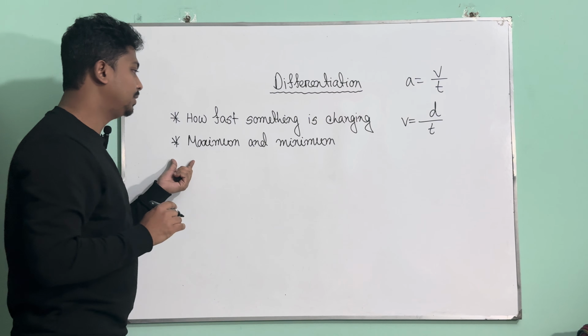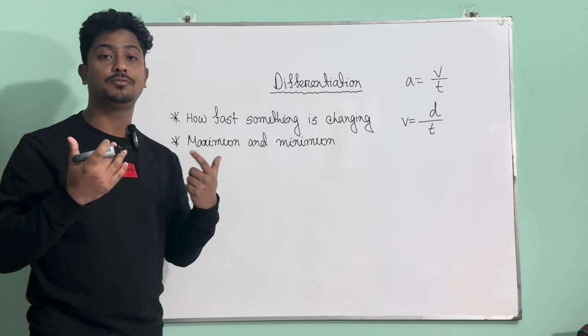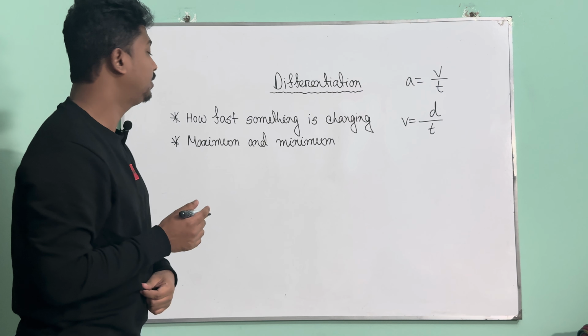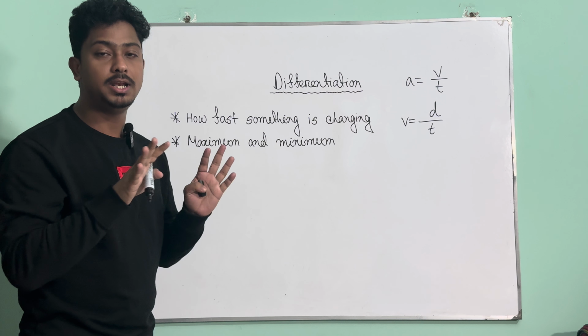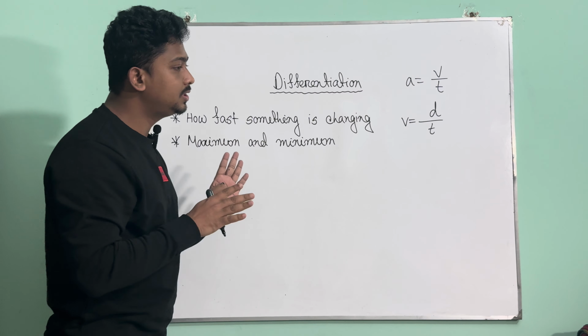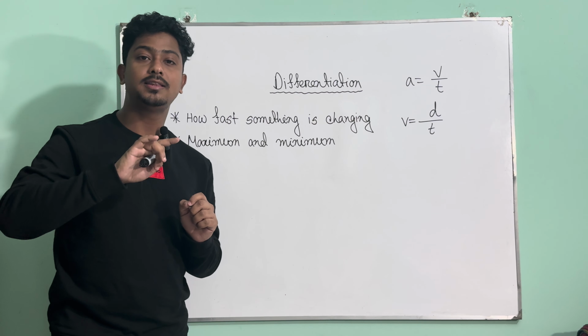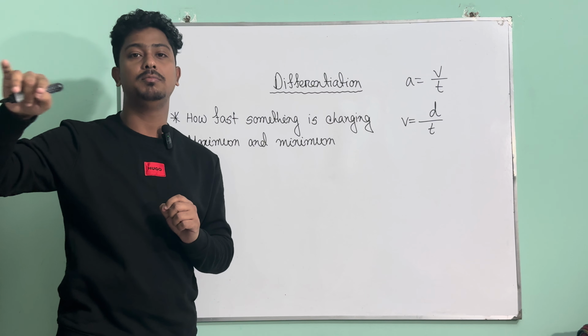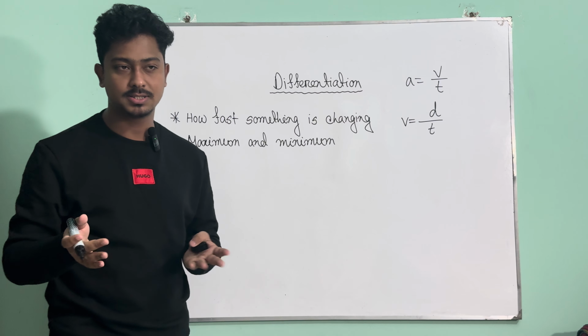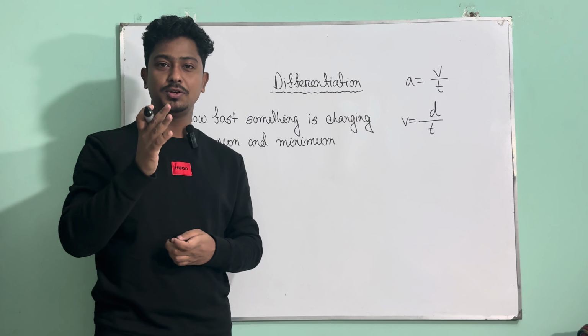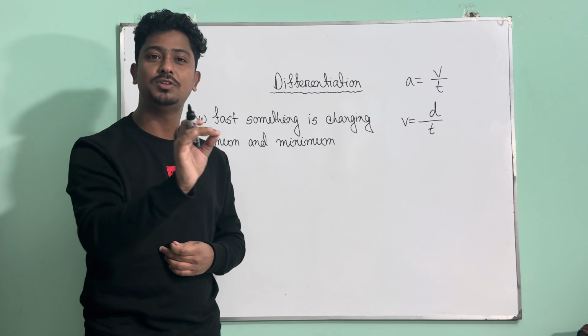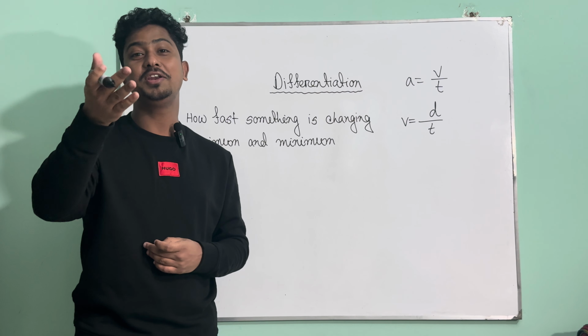Now, the second vital piece of information that we can get from calculus, from differentiation, is maximum and minimum. Differentiation can tell us where the maximum point is, where the minimum point is. But how does that help us? Let's say you have a business. You want to know what input will give you the maximum output. So you can use differentiation.